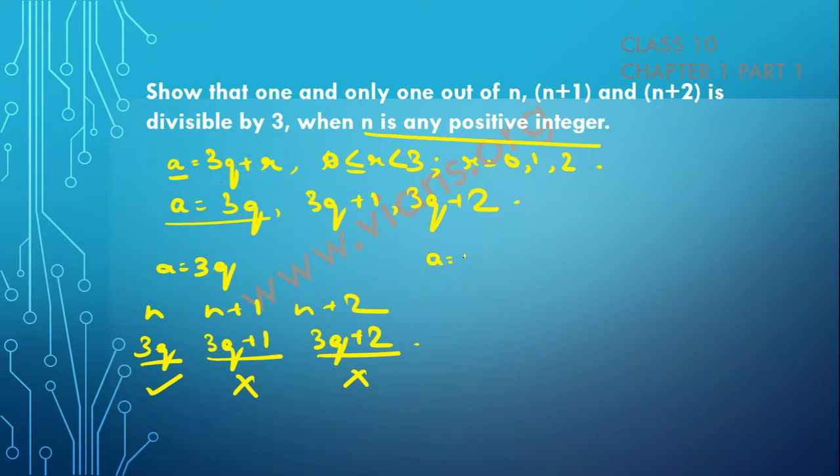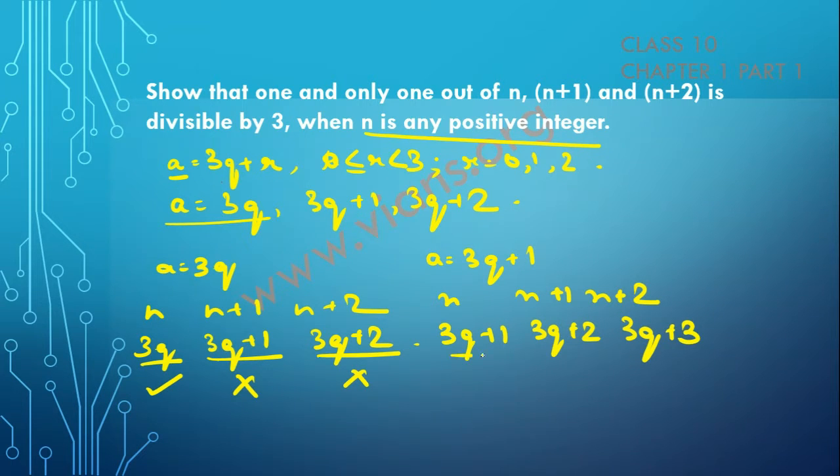Similarly, let's take a is equal to 3q plus 1. So n, n plus 1, n plus 2 have basically become 3q plus 1, 3q plus 2, and 3q plus 3. Is this divisible by 3? There's always a remainder, so no, no, and yes, this one is.